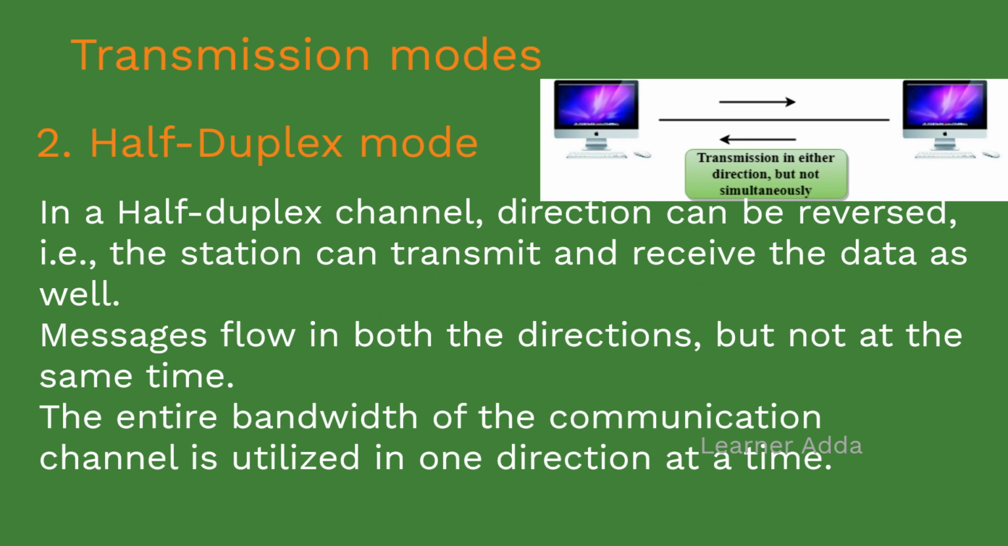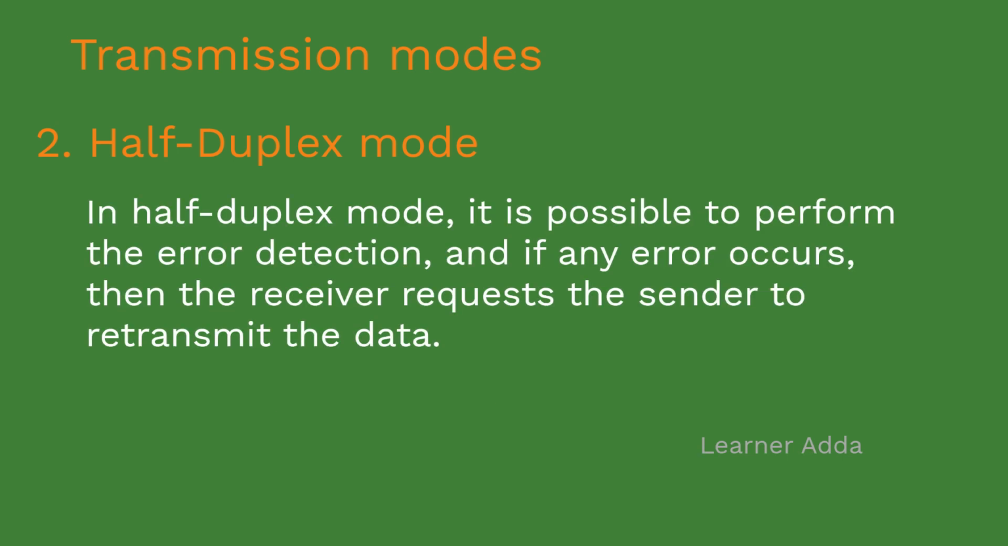Half-duplex mode. In a half-duplex channel, direction can be reversed, i.e., the station can transmit and receive the data as well. Messages flow in both the directions, but not at the same time. The entire bandwidth of the communication channel is utilized in one direction at a time. In half-duplex mode, it is possible to perform the error detection, and if any error occurs, then the receiver requests the sender to retransmit the data.